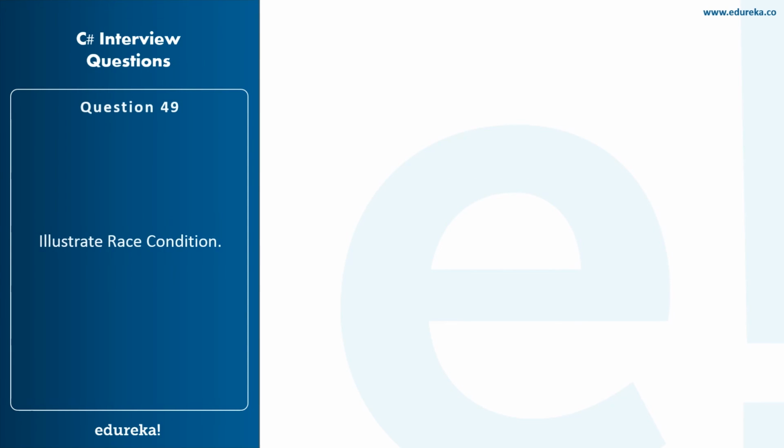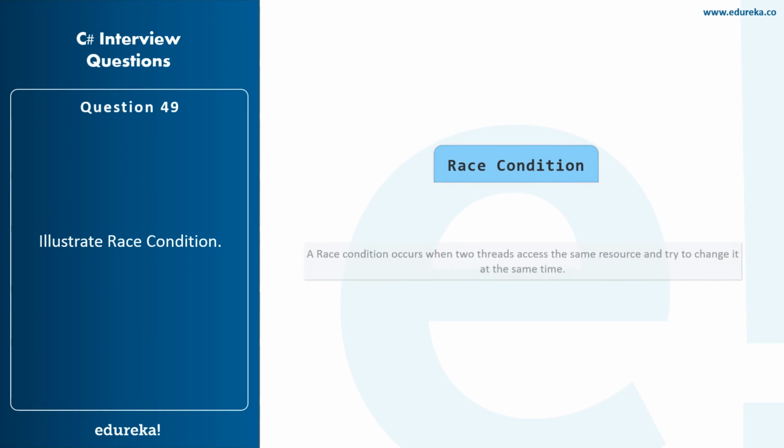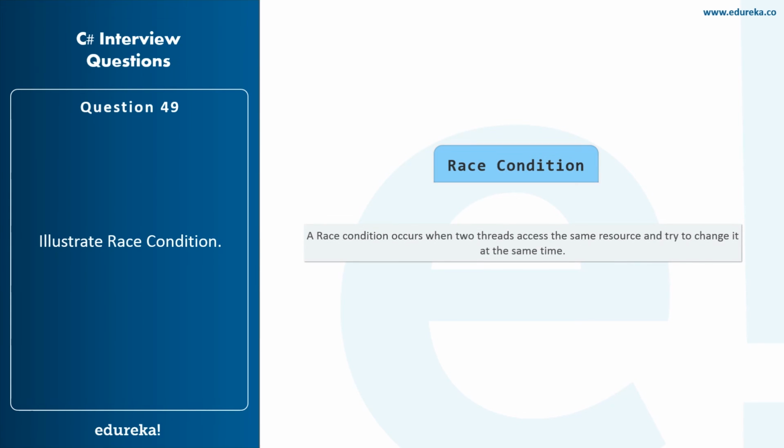Now let me move on to the next question, which says illustrate race condition. A race condition occurs when two threads access the same resource and try to change it at the same time. Which thread accesses the resource first cannot be predicted. Let me give you a very small example. Let's say we have two threads, x1 and x2, and the shared resource t. If both threads try to write a value to t, then the last value written to t will be saved, and all the values written before will not be saved. That's how a race condition works.